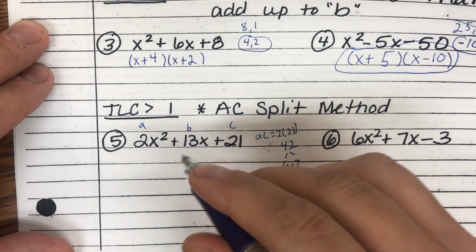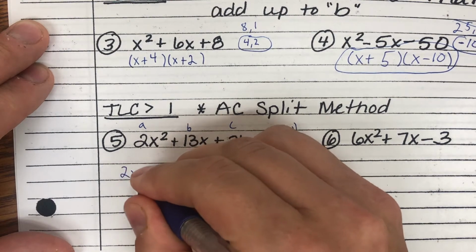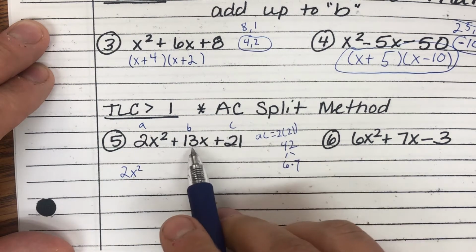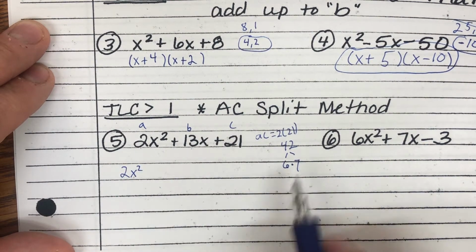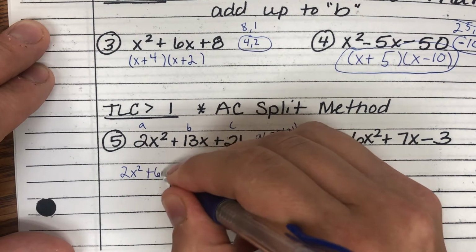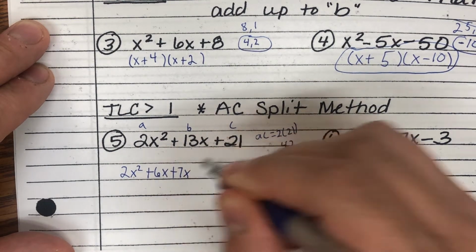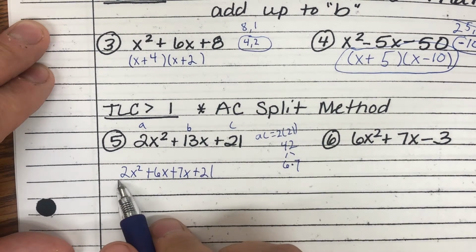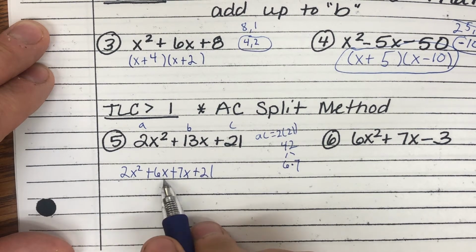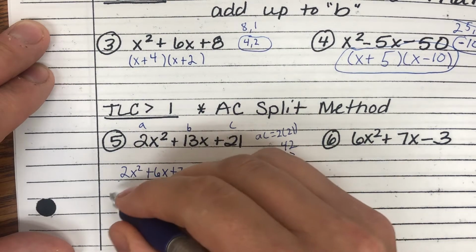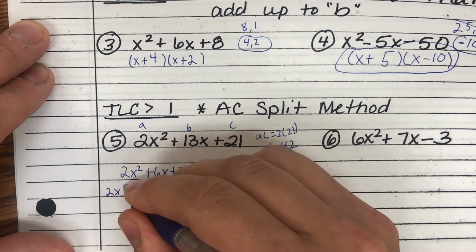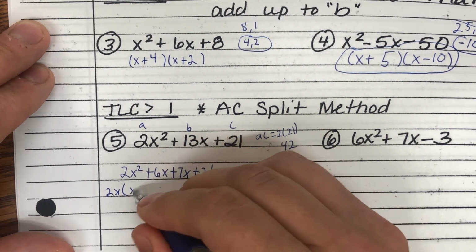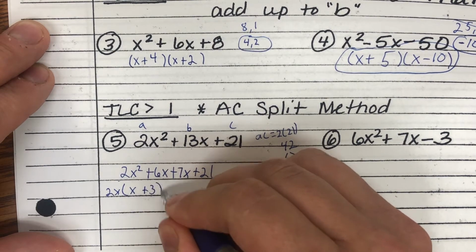So now I rewrite. First term still 2x squared. Now we're replacing our 13x with a plus 6x and a plus 7x. Our 21 is still there. Now we factor by grouping. What's the GCF of the first two terms? I can take out a 2 and I can also take out an x. 2x out. Left inside is x plus 3.